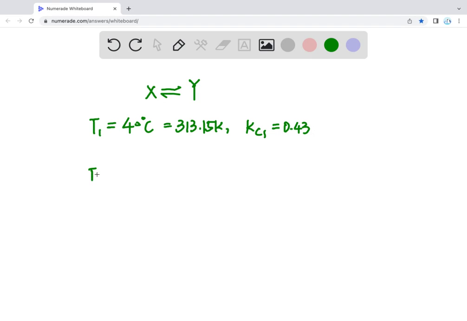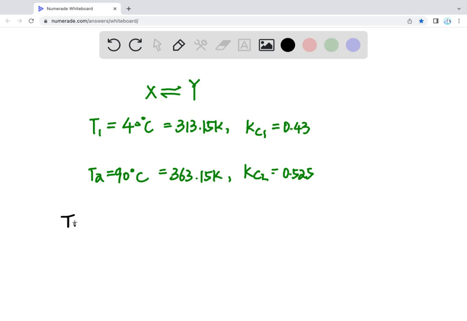And at 90 Celsius, so it's about 363.15 Kelvin. The equilibrium constant, the Kc2, equals about 0.525. And now we want to know the enthalpy. So first what we can calculate is the Gibbs free energy at two temperatures.